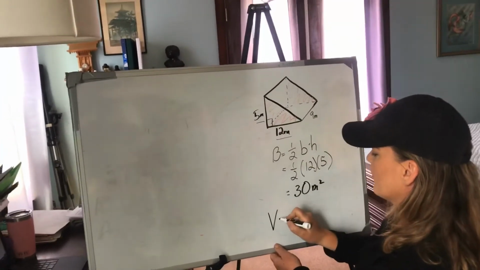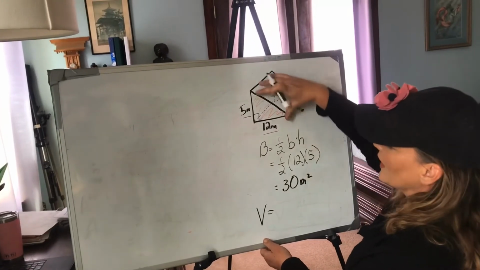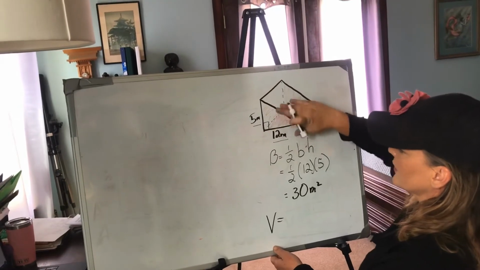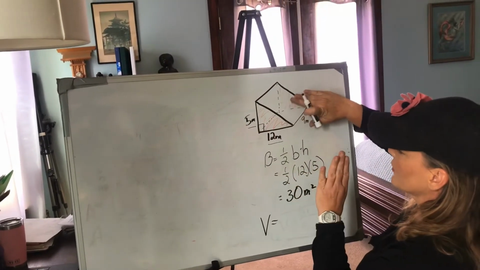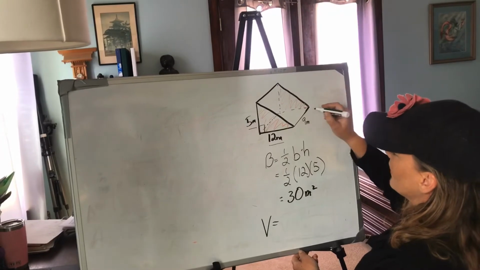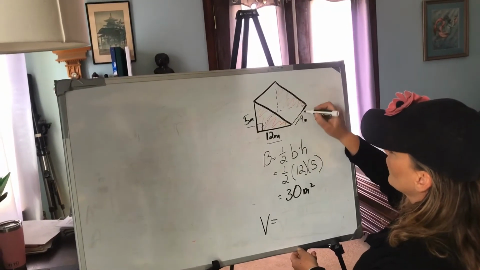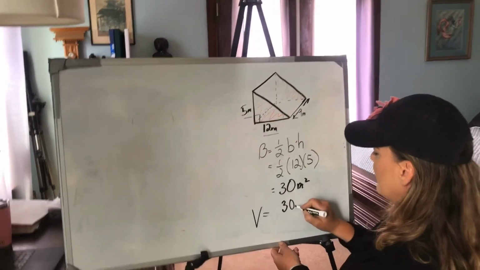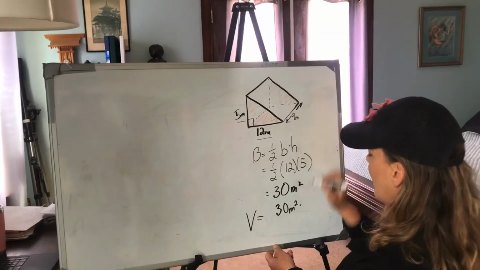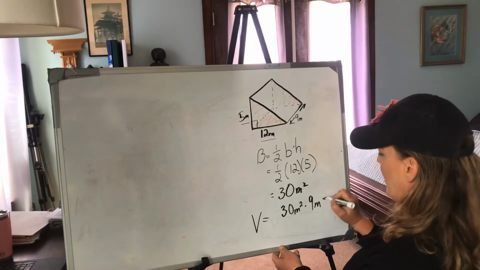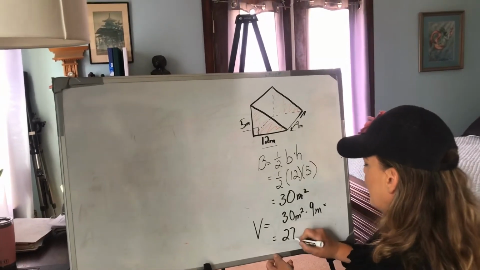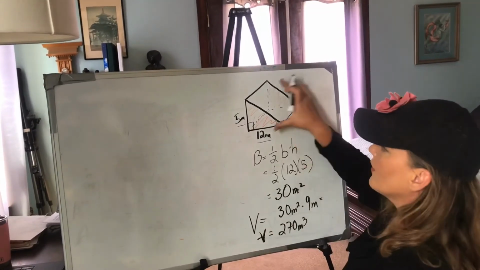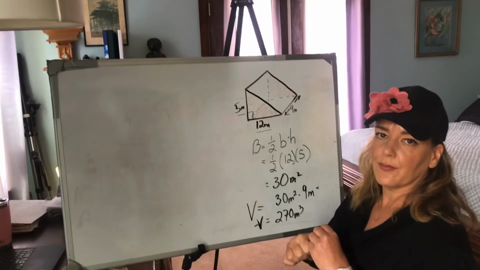Now, in order to find the volume of the prism, I take the area of this front face, or base, the base, which is parallel to each other, and I multiply it by the height. And this is how tall or long or high this is. So I'm going to take 30 meters squared and multiply it by 9 meters. And when I do that, I get 270 meters cubed. And that is the volume of this triangular prism.